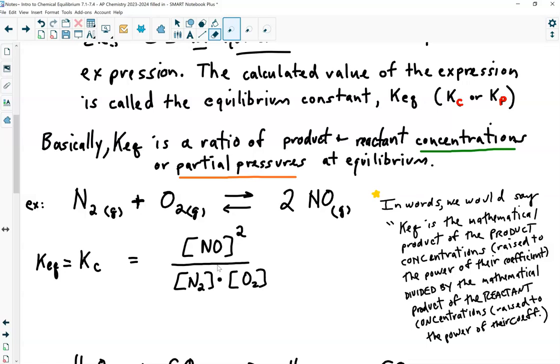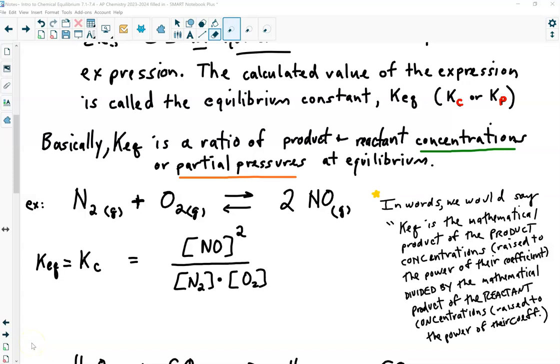You take the product concentrations in the numerator, raised to the power of their coefficient, divided by the reactant concentrations raised to their power. So here, in other words, KEQ is the mathematical product, by which I mean times, of the product concentrations raised to the power of their coefficient, divided by the mathematical product of reactant concentrations at equilibrium, also raised to the power of their coefficient. So it's pretty simple to write the KEQ expression.